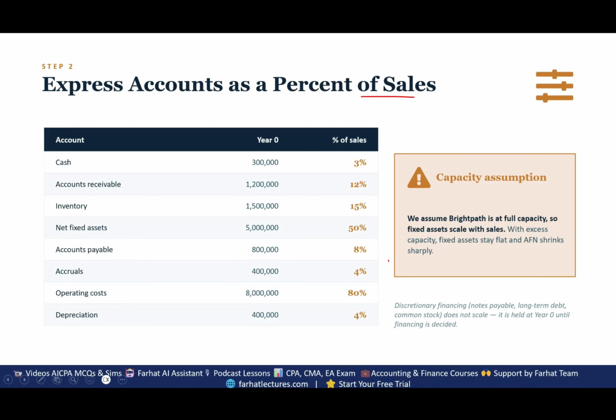We express things as a percentage of sales, and we're going to assume that BrightPath is at full capacity. Full capacity means what? It means if we need to scale, fixed assets will scale with sales because we need more fixed assets. If we have excess capacity, it means we have plenty of fixed assets to operate. Fixed assets will stay flat, and we need less funding. Additional funding needed will shrink because we don't need this. Remember, the discretionary financing will be notes payable, long-term debt, common stock. Those don't scale. They're held at year 0 until the financing is decided, because we're going to be using those accounts to finance that shortage.